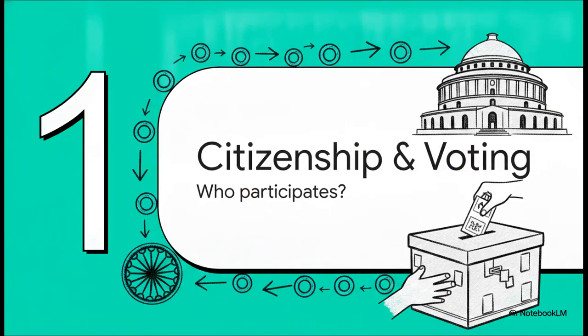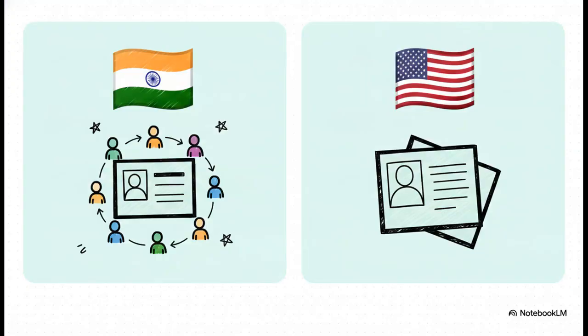Section 1. Citizenship and voting rights. So, who gets to participate? Let's find out exactly how we define citizenship in India. Okay, major MCQ alert right out of the gate. India has single citizenship. What does that actually mean? Well, whether you're born in Punjab, Kerala, or Maharashtra, you are solely a citizen of India. You aren't a citizen of your specific state.